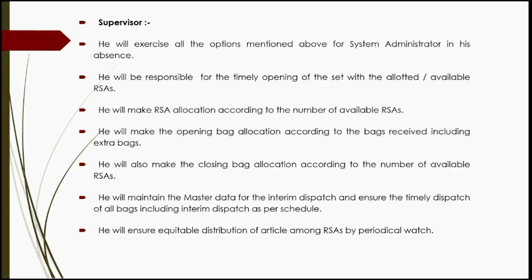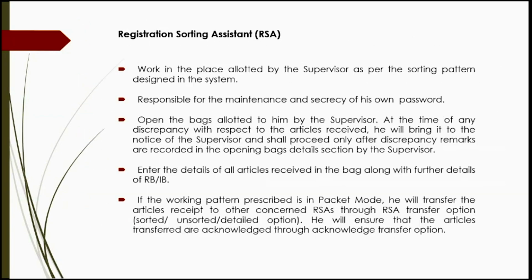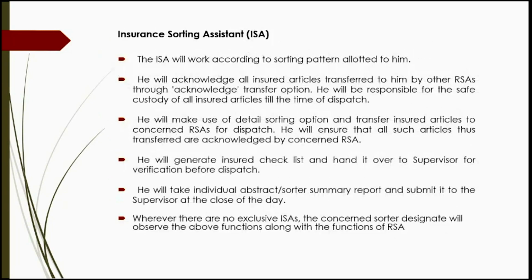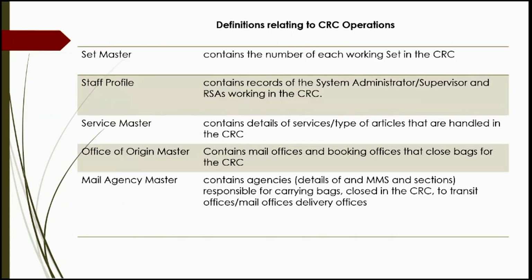So he will be assigning the duties, and custody of the bags and all is with the supervisor. Next is the RSA, Registration Sorting Assistant, the person who is going to do the sorting work. And if there are separate designated ISAs, then their role involves handling of insured articles. So we saw the duties and responsibilities of 4 people under the CRC. Apart from this, there are some definitions that you need to remember.